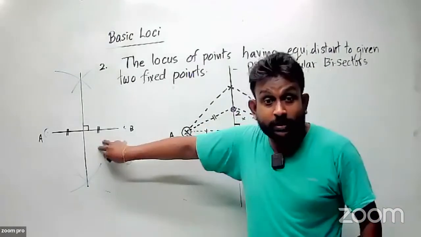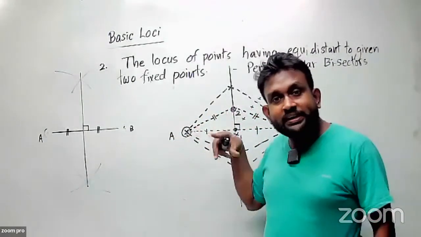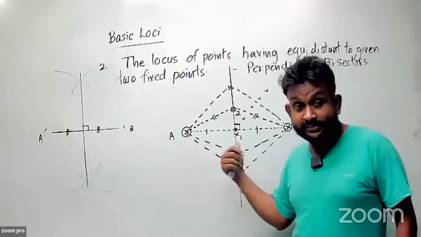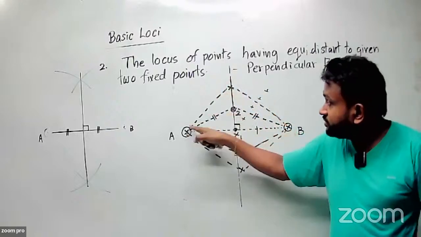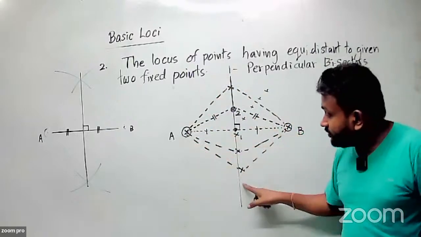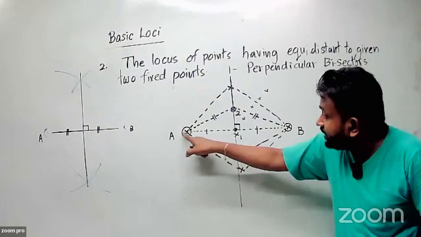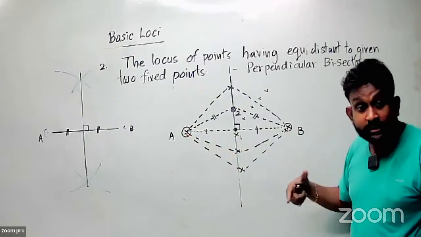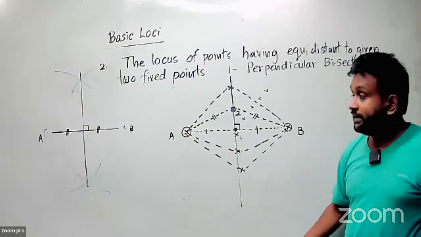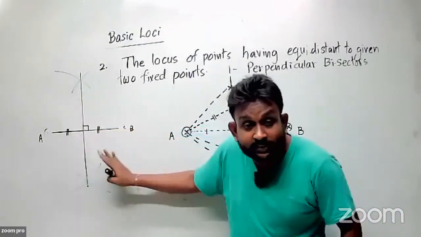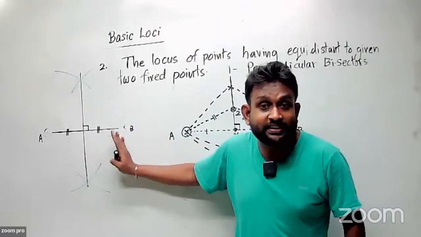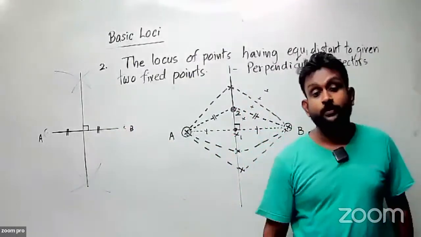This is the locus. This is just an idea of what happens and how it came about. When you travel in all these positions, the distances to A and B are equal. Whenever you come to any point on this line, the distances to A and B are equal. But the locus is this one. How to draw the perpendicular bisector, that's the important part. That is what you need to remember.